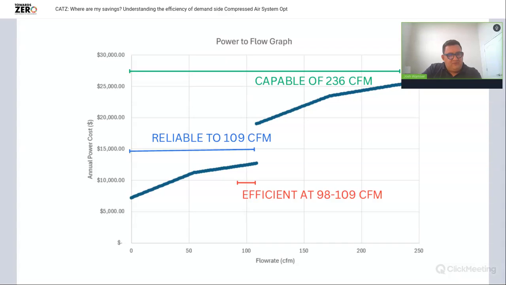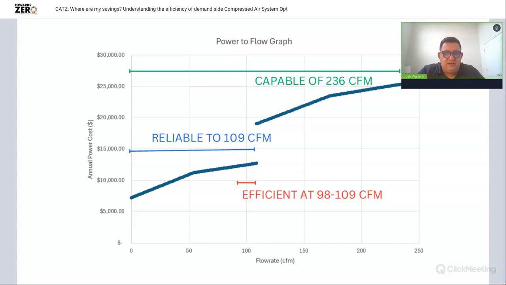I found it very interesting, though, when we look at these two control graphs on top of each other. This is representative of what it looks like when you have two load unload oil flooded rotary screws in a cascading pressure band local control.